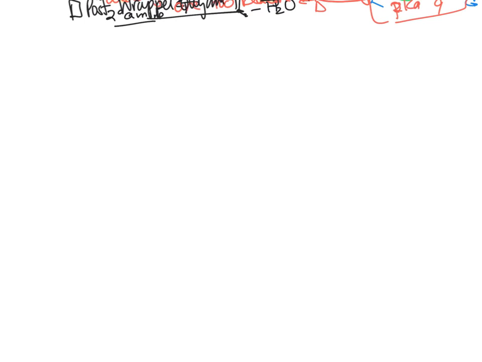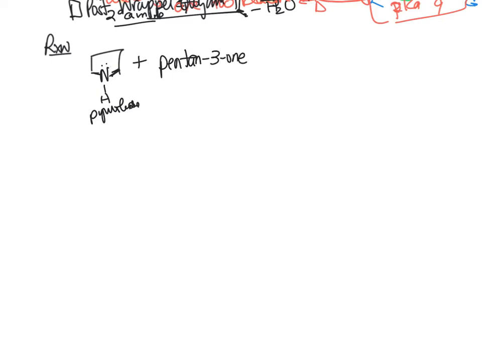Okay, so I'm going to give you some online POGL problems. 1. Okay. I want you to fill in this reaction. Okay, so here we have pyrrolidine and add pentan-3-one, and I want you to show that in that box here.